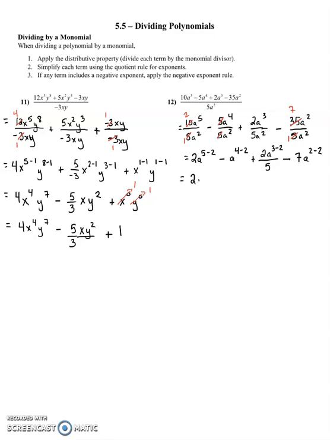So that equals 2a, 5 minus 2 is 3, so 2a cubed minus a squared plus 2a over 5 minus 7a to the 0. And remember, anything to the 0 power is 1. So we're left with 2a cubed minus a squared plus 2a over 5 minus 7, since 7 times 1 is 7. And that's the answer.